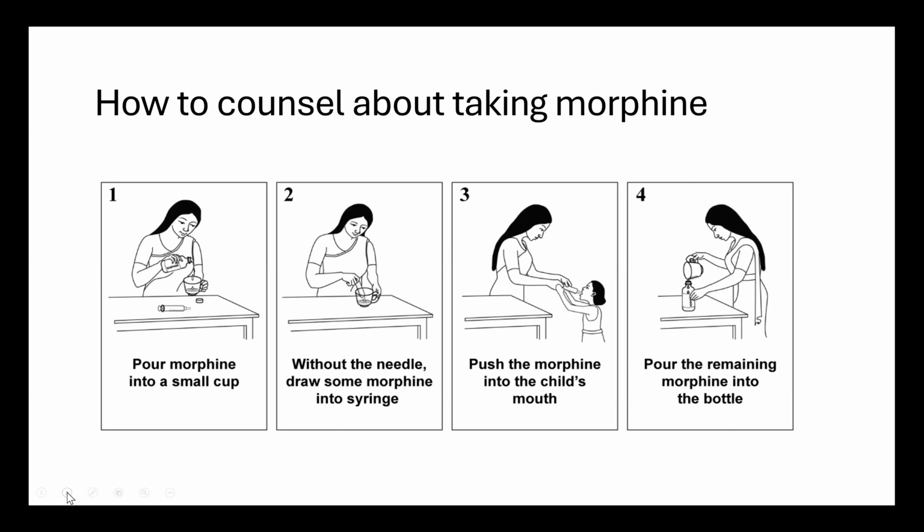When the team was counseling about the patient going home and needing to continue to access good pain control, this is a tool that was developed several years ago and was used. It is a fairly easy tool for patients and families that may have limited literacy levels. Pour some of the liquid morphine into a small cup, then, without the needle, use a syringe to draw up the amount of medication that they were told to take, push the morphine into the child's mouth, and then put the remaining morphine back into the bottle. This is a very easy way to teach and support families taking morphine at home.